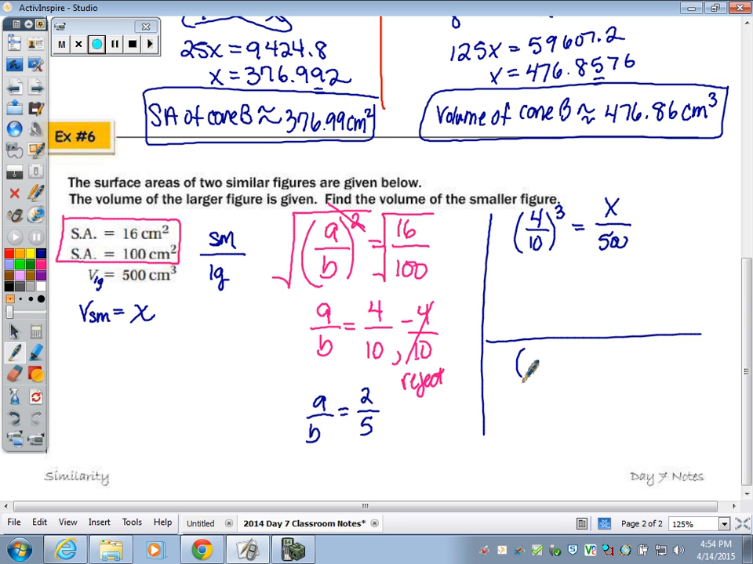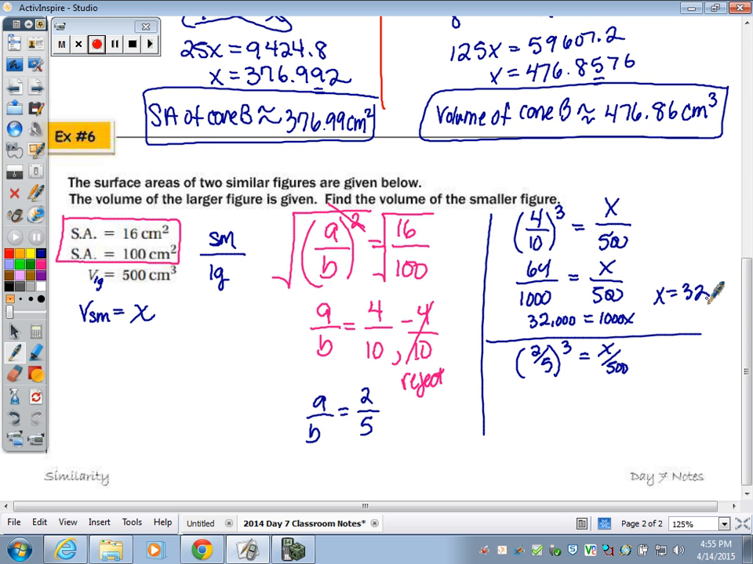And then also you should get the same answer with 2 over 5 cubed equals X over 500, because those are equivalent fractions. 4 cubed is 64, 10 cubed is 1,000, equal to X over 500. So I end up with 64 times 500, which is 32,000, equal to 1,000 X. Divide by 1,000, and X is 32.